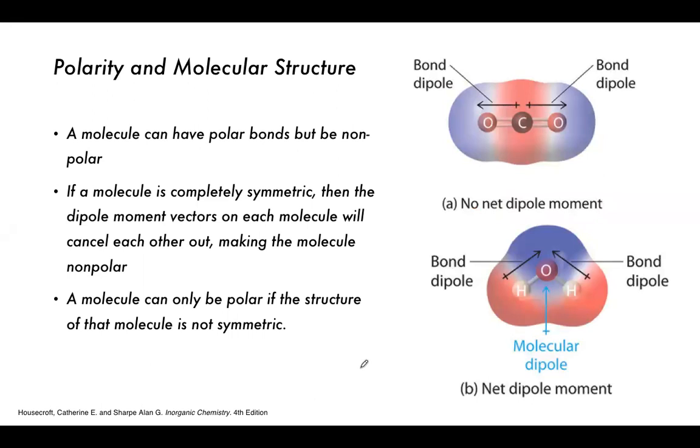Polarity and molecular structure. A molecule can have polar bonds but still be non-polar. If a molecule is completely symmetric, then the dipole moment vectors on each bond will cancel each other out, making the molecule non-polar. And so a molecule can only be polar if the structure of the molecule is not symmetric. We see that over on the right here.